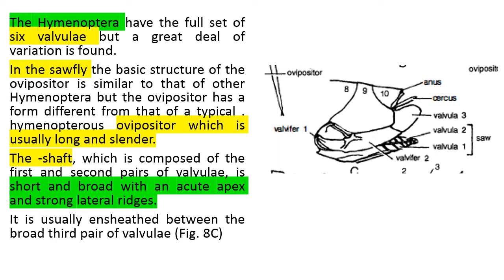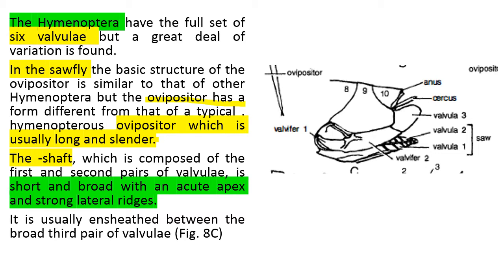In case of honeybees, wasps and insects, they have a full set of 6 valvulae. So they have the most advanced, and variation is found in this order. Total there are 6 valvulae. So for example, in case of sawfly, the basic structure of ovipositor is similar to that of other hymenopterans such as honeybees, wasps and ants, but the difference is that the ovipositor of sawfly has a different form as compared to that of typical hymenopteran ovipositor, which is actually long and slender. So there comes the difference in case of sawfly.